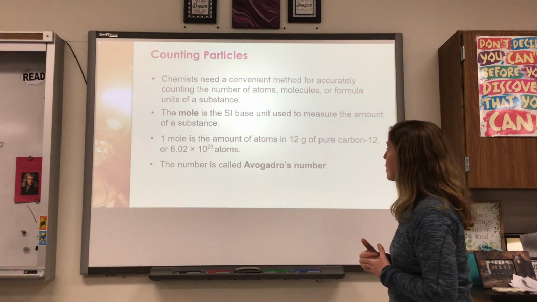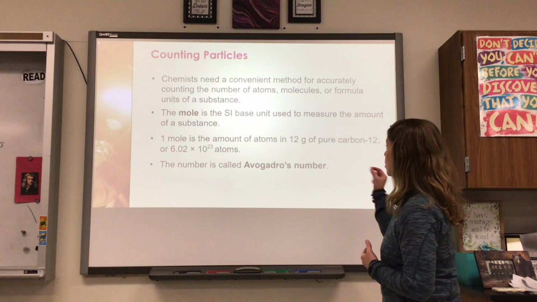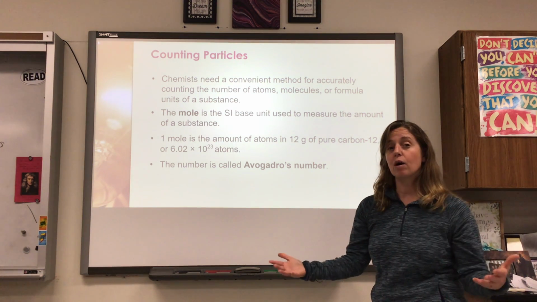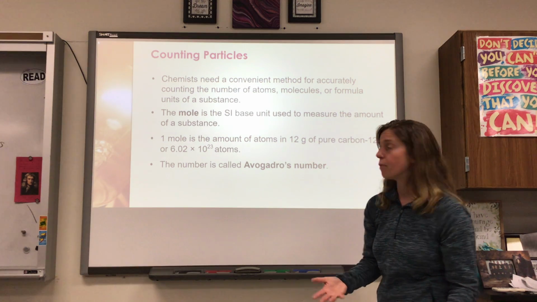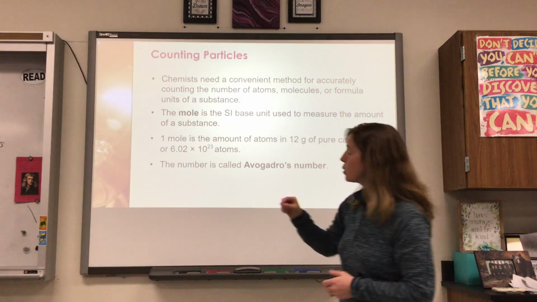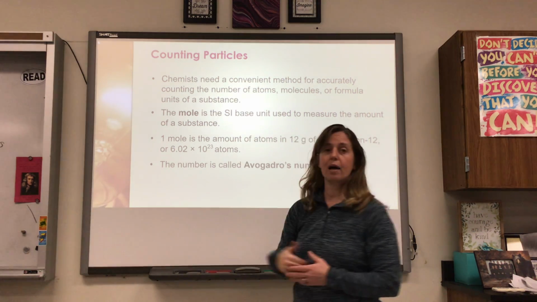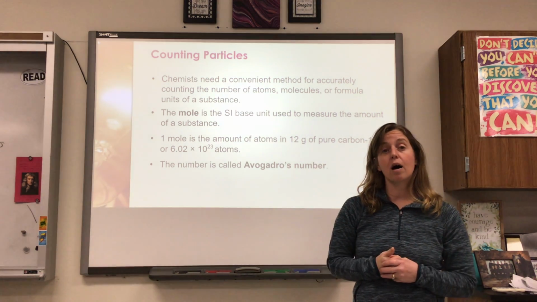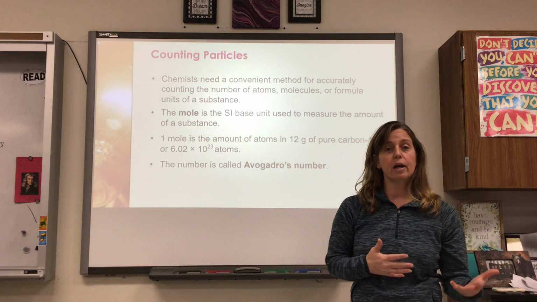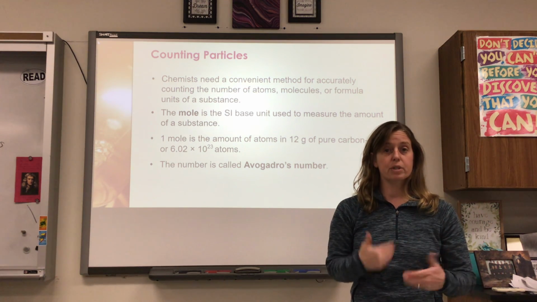So the mole is the amount of atoms in 12 grams of pure carbon. Oh, there's that pure carbon again. Remember, that was our base that we based everything off of when we started talking about the mole. Now, 6.02 times 10 to the 23rd atoms. There was a man by the name of Amadeo Avogadro. He's the one that started talking about counting atoms, counting particles.